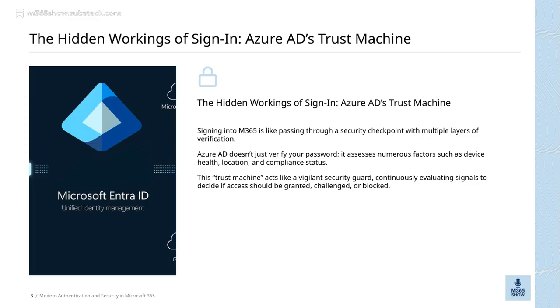It acts like a vigilant security guard, constantly evaluating signals from your device and environment. Based on these signals, it decides whether to grant access, challenge you for more verification, or block access altogether. So, in essence, this trust machine is working behind the scenes, making sure that only legitimate users get in, and that the security of your account is always maintained. It's a crucial part of how modern authentication keeps your data safe in Microsoft 365.